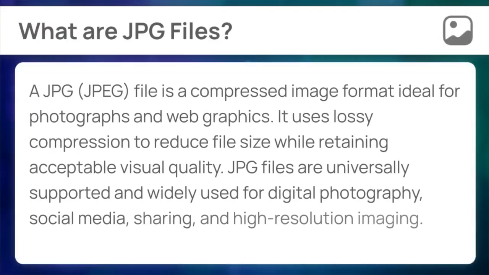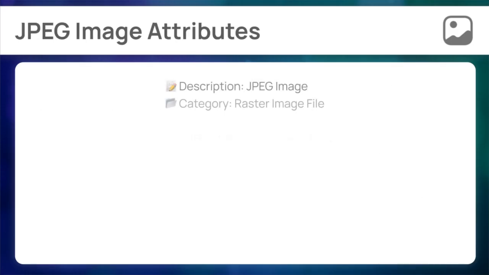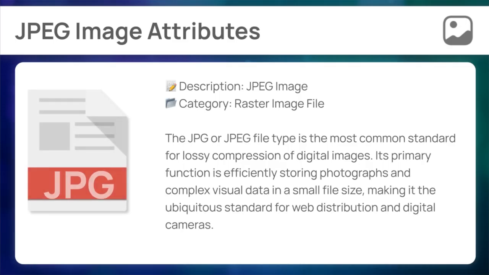When viewing the file metadata, the JPG shows a direct link to the raster image file standard. The data is compressed following the JPEG Image protocol. The JPG or JPEG file type is the most common standard for lossy compression of digital images. Its primary function is efficiently storing photographs and complex visual data in a small file size, making it the ubiquitous standard for web distribution and digital cameras.